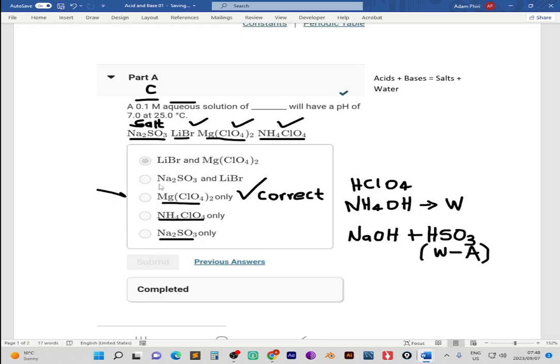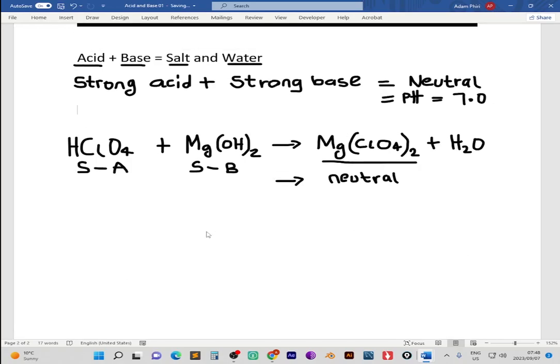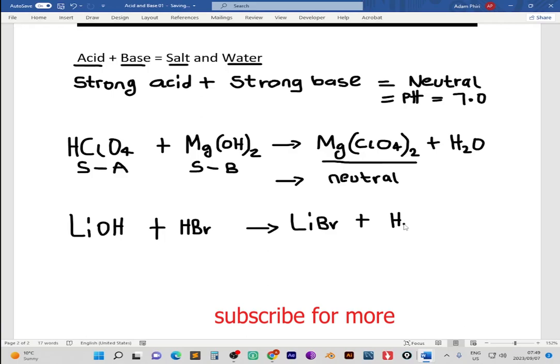They said only. Is that only? Let us check. Sodium sulfite already failed because we tried that previously. So we'll have lithium hydroxide. That's a base, and it's a strong base in that case. Plus hydrobromic acid to give us lithium bromide, which in this case is a salt, plus water.